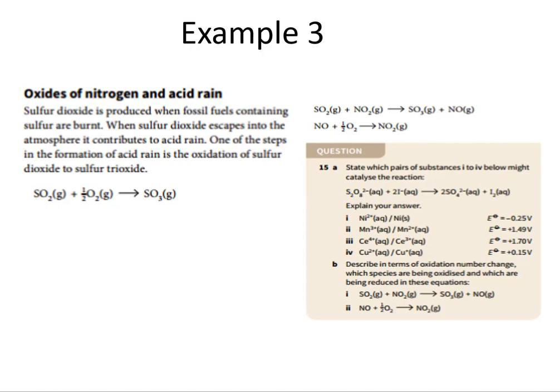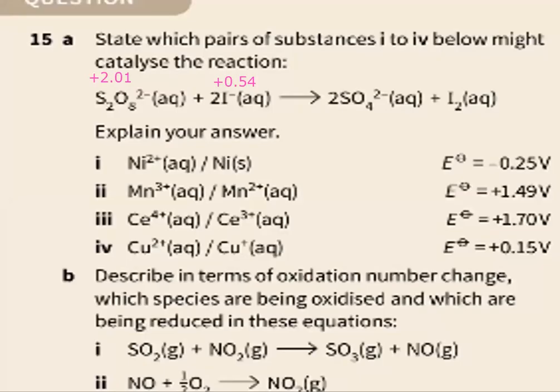Now let's move on to an exercise just to practice the concept we have studied right now. Okay, let's do the question. The question states: state which pair of the substances 1 to 4 below might catalyze a reaction. As I said in the previous example, I've explained कि जो हम catalyst choose करते हैं, जो transition metal choose करते हैं, वो जो आपके reactants की जो E naught value है, उसके दरमियान का, उसके बीच का आप metal choose करते हैं, जिसका E naught value is in between.